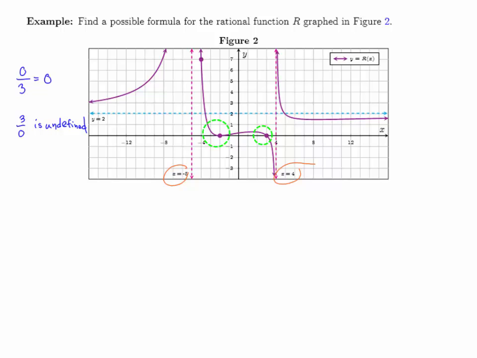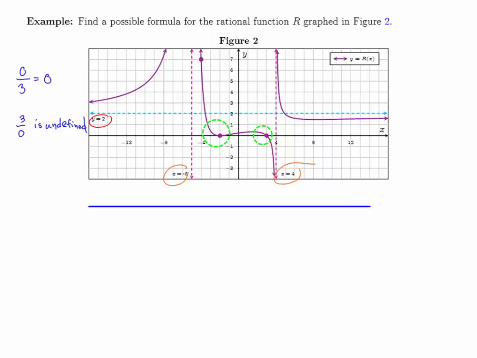The last thing that we'll look at is the long-run behavior of this graph, and we'll use that horizontal asymptote to help us with that. There are a couple other techniques we can do with that as well. So to get started, let's put all of this information into a table.